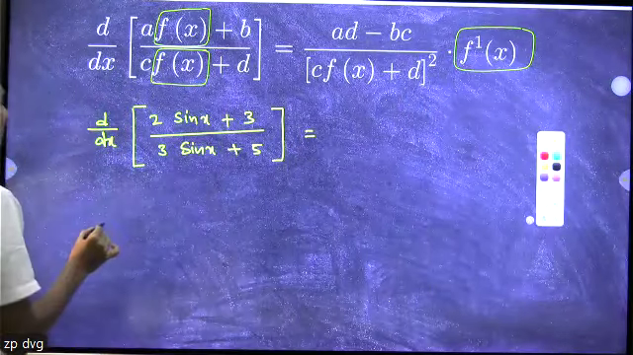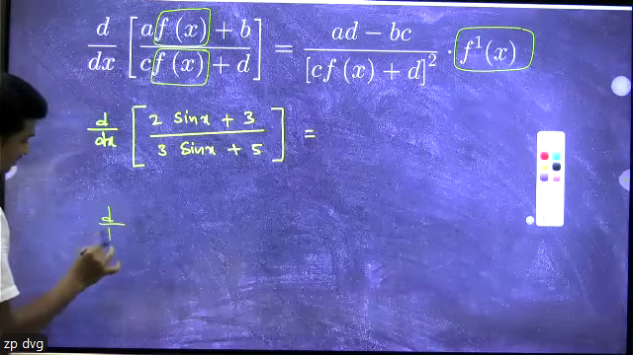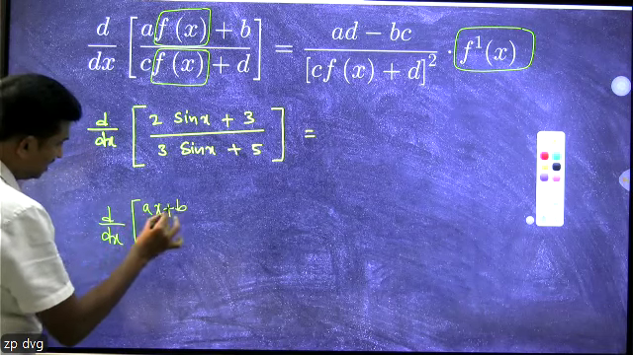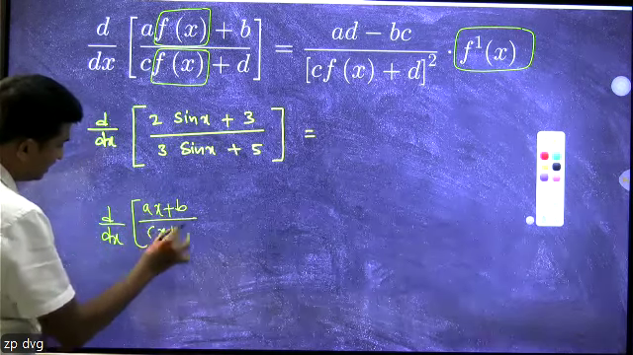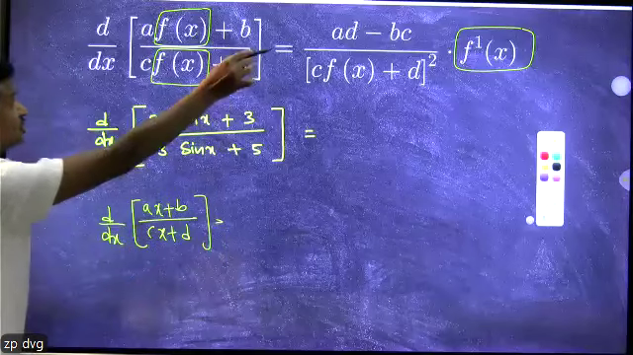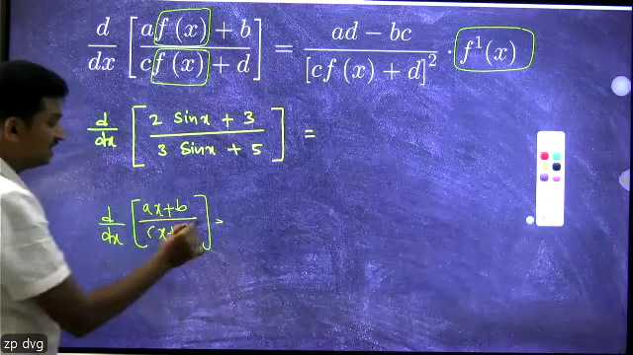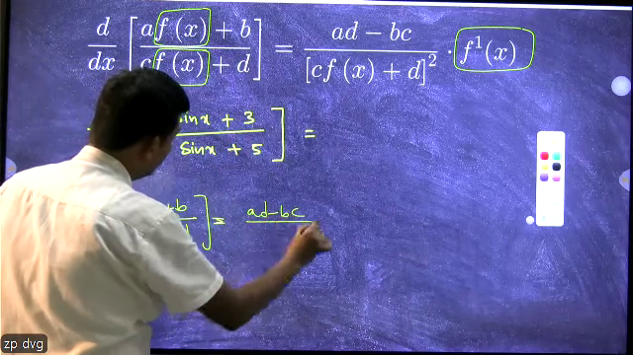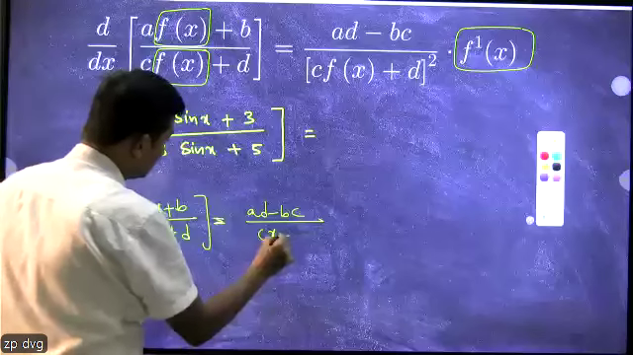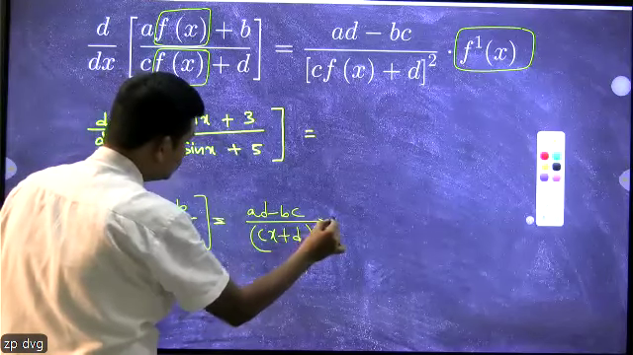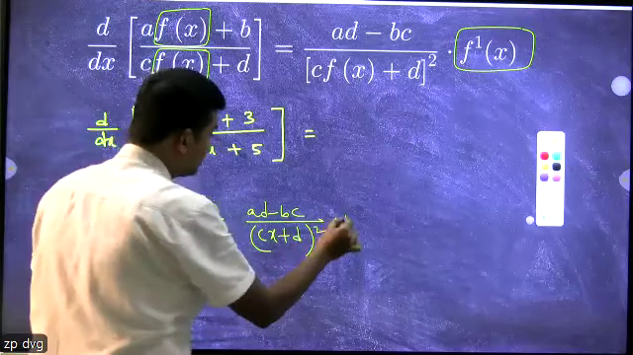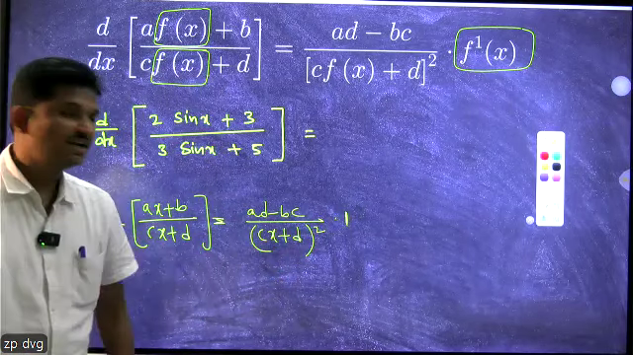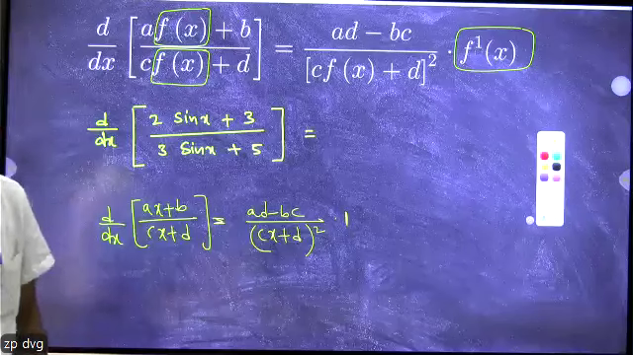I'll try to apply this to the last slide. What we did: (ax plus b) divided by (cx plus d). Apply this shortcut, where in place of f of x, x is there. You get (AD minus BC) divided by denominator whole square, (cx plus d) whole square, into derivative of x. Derivative of x is 1. Same, we got (AD minus BC) divided by (cx plus d) whole square.